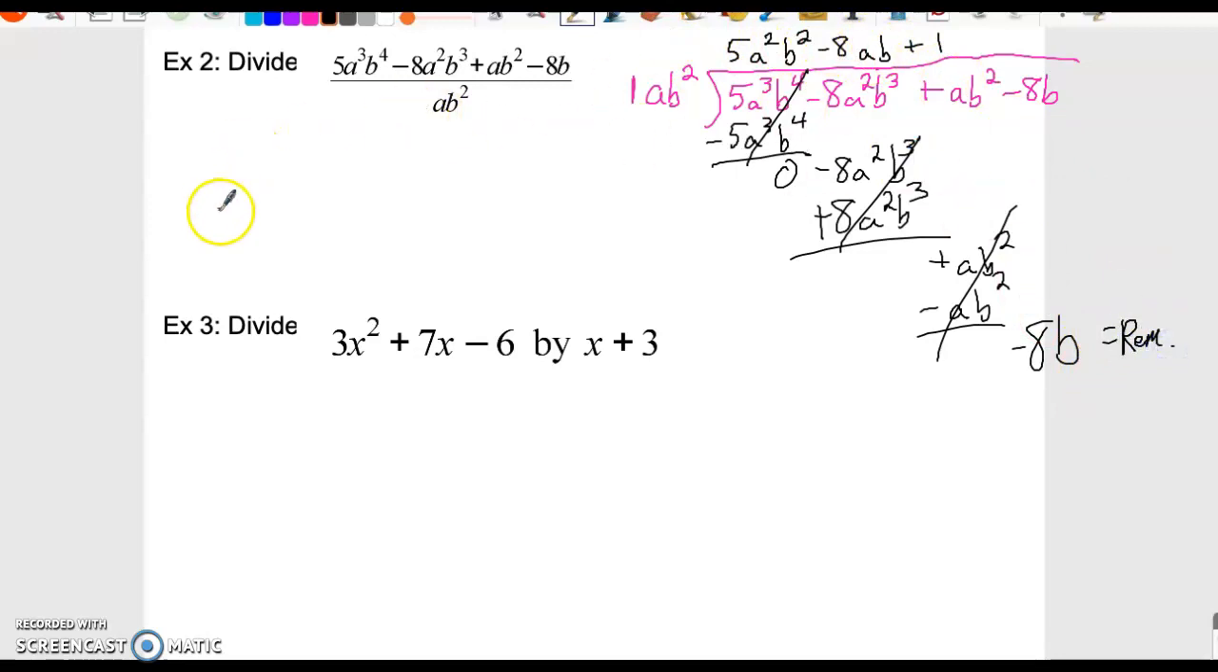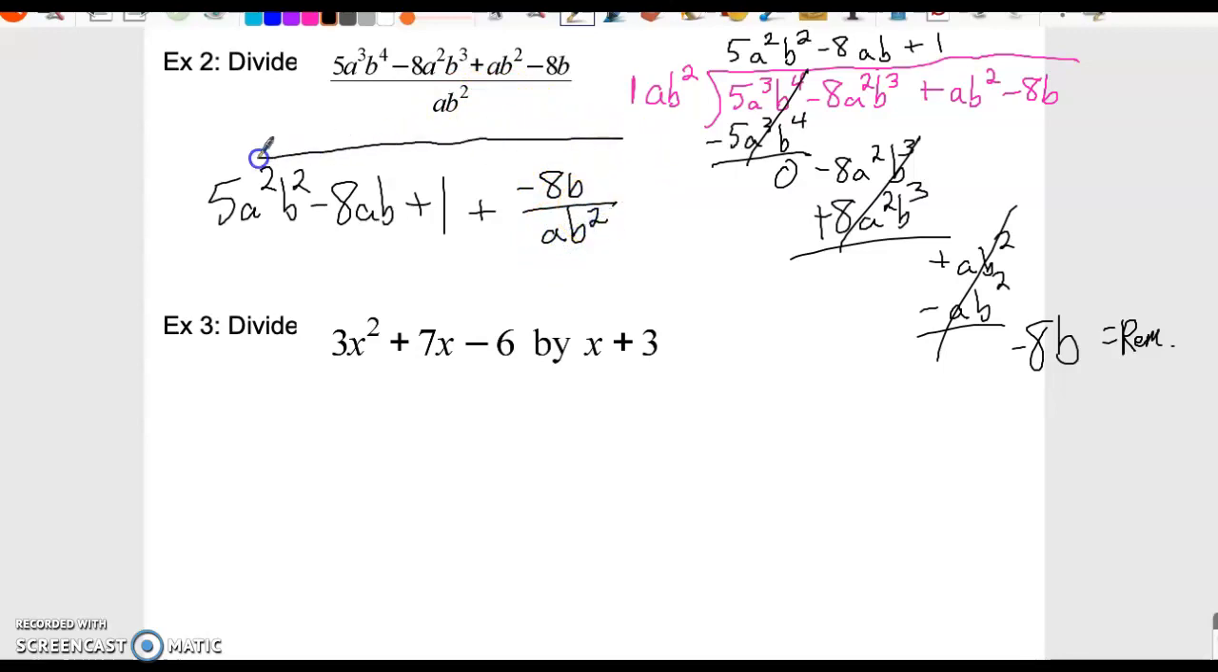So what do we do? We write our answer: 5a squared b squared minus 8ab plus 1. I like to write plus, then the remainder, over what we divided by, ab squared. That's what I want you to write.